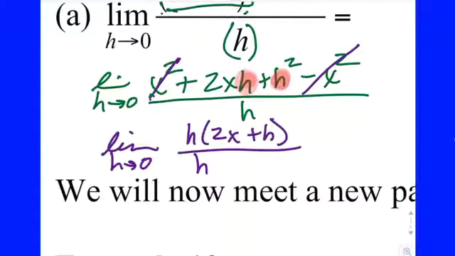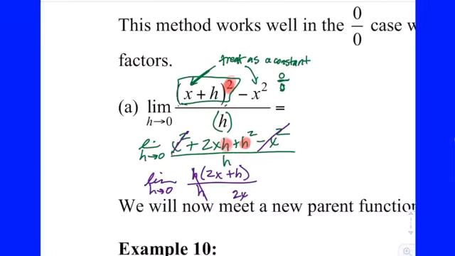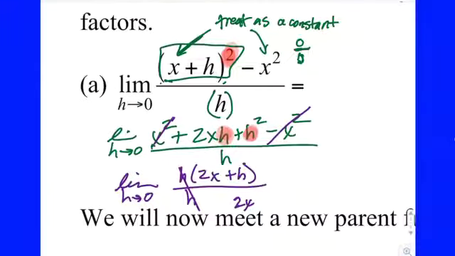And now we divide out, and I'm running out of room, but now you can plug in a 0 for any h that remains, and we're left with what? 2x. Yeah.